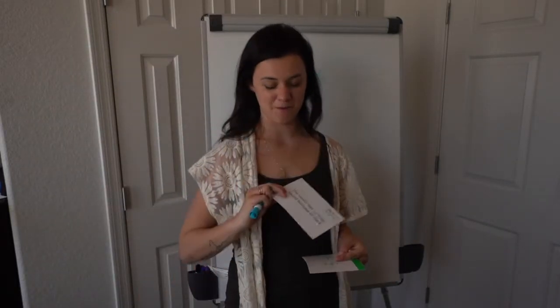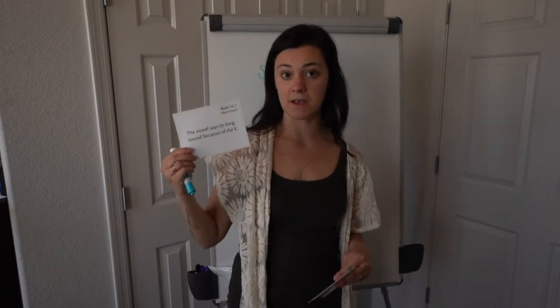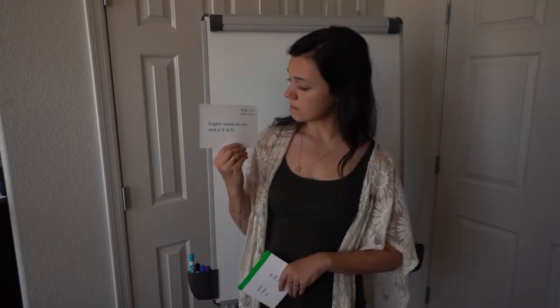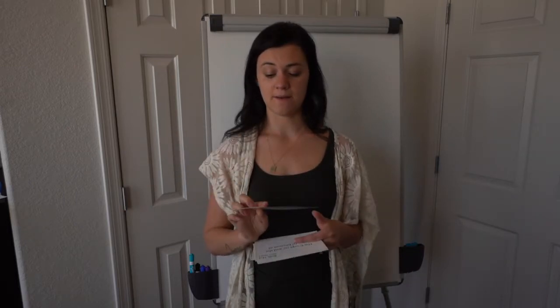All right, 12.1, the vowel says its long sound because of the E. Okay, so now let's talk about our next reason why we would add a silent final E. So our next rule is Rule 12.2. English words do not end in V or U. So just like we do before, with all of our new spelling rules, we're going to repeat them. So you repeat after me. English words do not end in V or U.